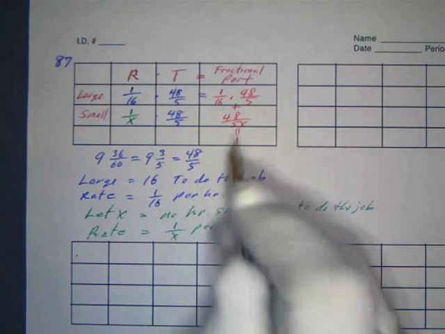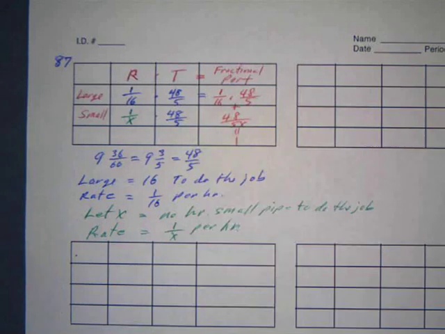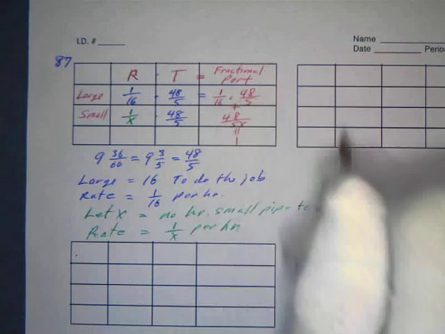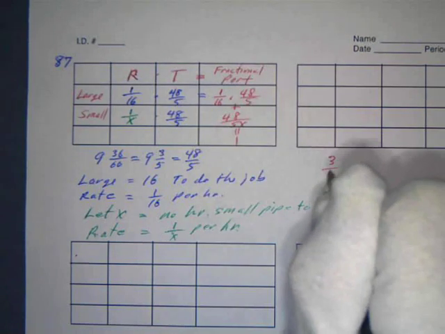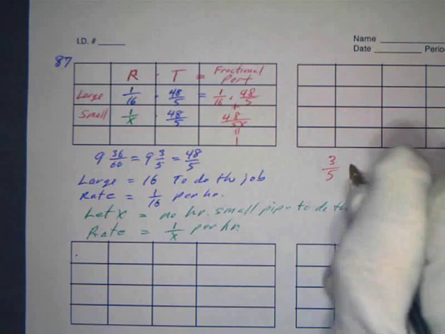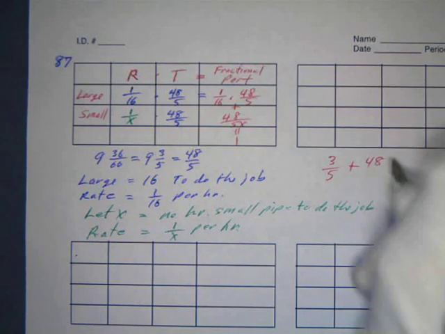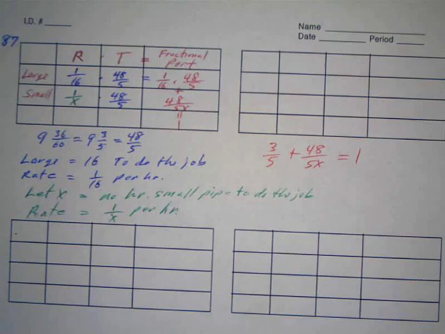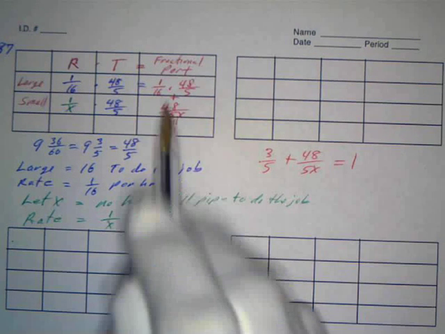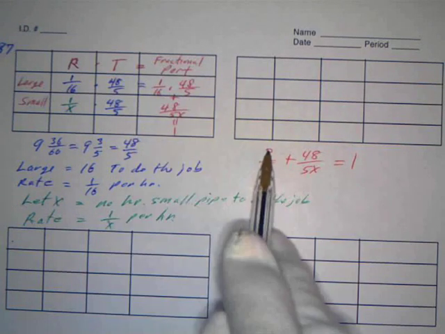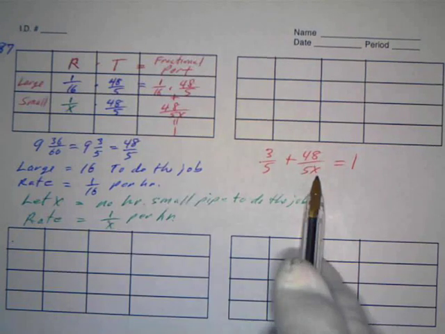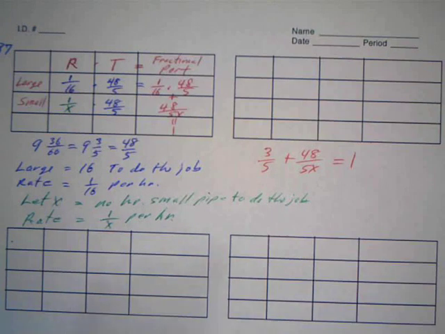Okay? Now we can multiply this out. You know that 16 goes into 48 3 times. So I could say that's the same thing as 3 over 5 plus 48 over 5x, and that equals one whole job. So there's your equation. So again, 1/16 of 48 over 5. 16 goes into 48 3 times, so I cancel, and I've got 5 on the bottom. And this is 48 over 5x, because we multiply that out, and that equals 1. So there's your equation.